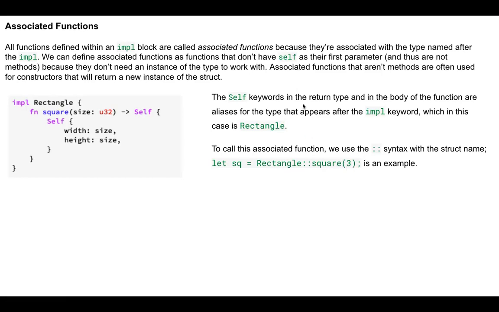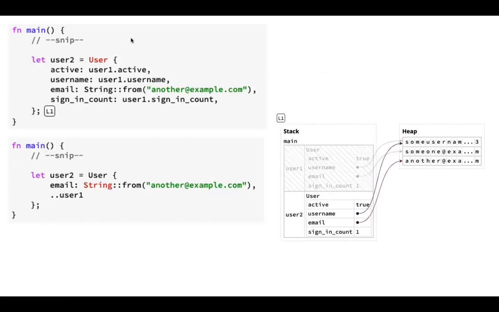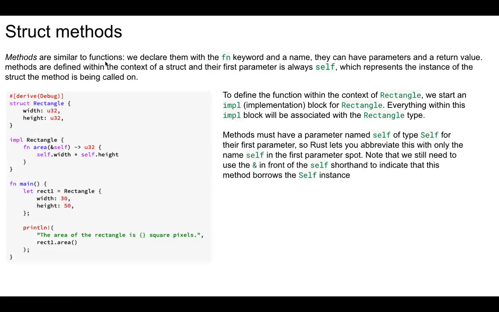The Self keyword in the return body of the function is an alias for the type that appears after impl. So this Self is for this. Since you're not passing an instance, how will it know what to create? Because you're not giving the name Rectangle, unlike in the previous few examples, when we created an instance of User. There we gave User, so that's how it knew you needed to create an instance of User.